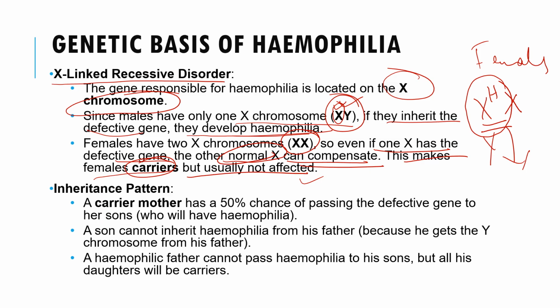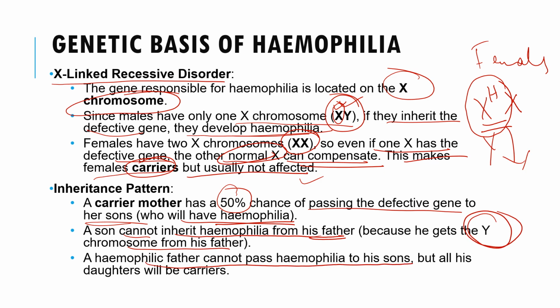The carrier mother has a 50% chance of passing the defective gene to her sons, who will then have hemophilia. The son cannot inherit hemophilia from his father because he gets the Y chromosome from his father. A hemophilic father cannot pass hemophilia to his sons, but all his daughters will be carriers. How this happens, we will see in the next slide.